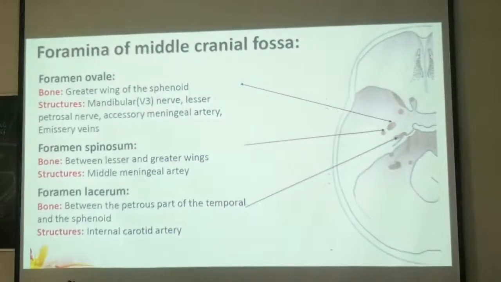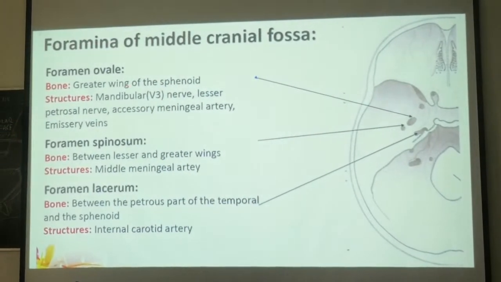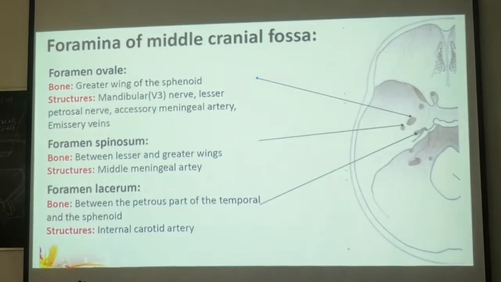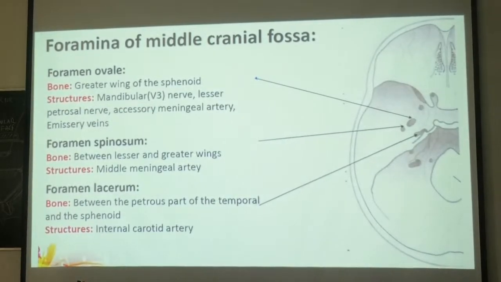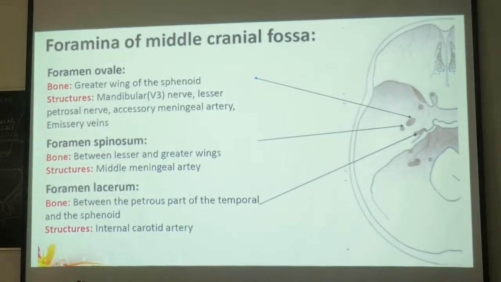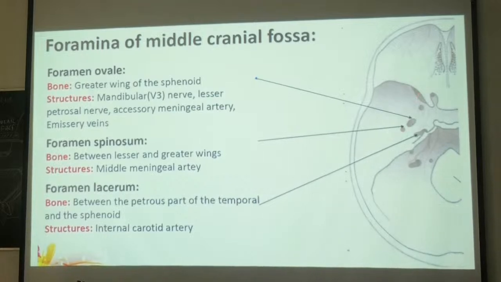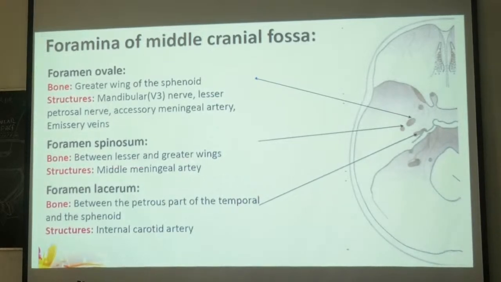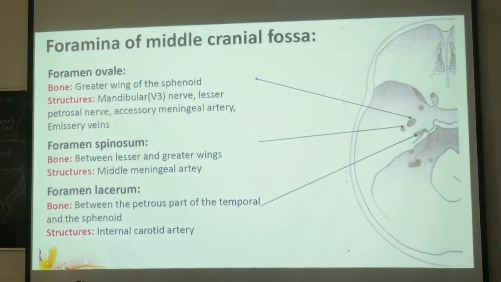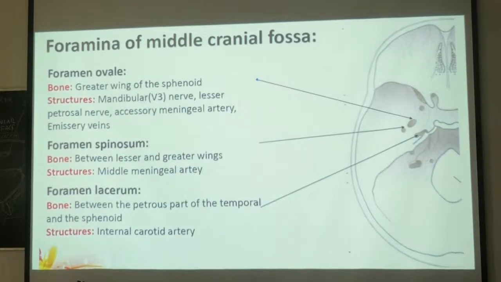Next, the foramen ovale. This one was the foramen rotundum. Here is the foramen ovale, the oval shaped foramen. It lies in the greater wing of the sphenoid, and the structures passing through it are the MALE structures: mandibular nerve, accessory meningeal artery, lesser petrosal nerve and emissary veins. Then the foramen spinosum, posterior to it, here is the foramen spinosum. It lies in the greater wing. The structure passing through it is the middle meningeal artery.